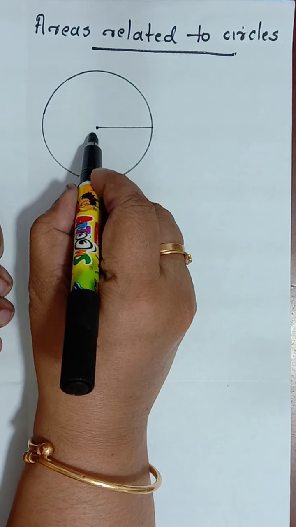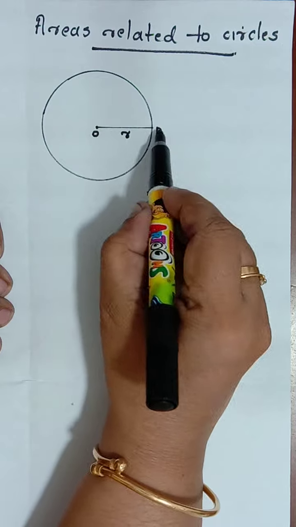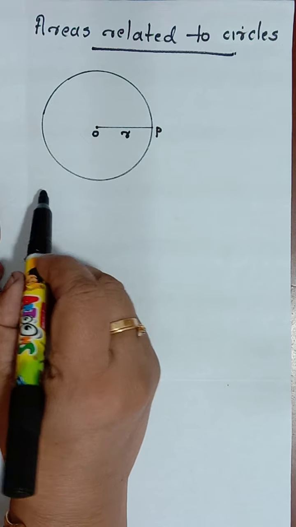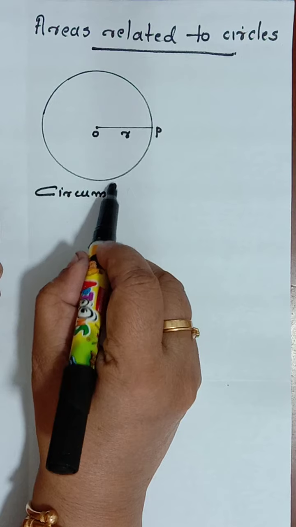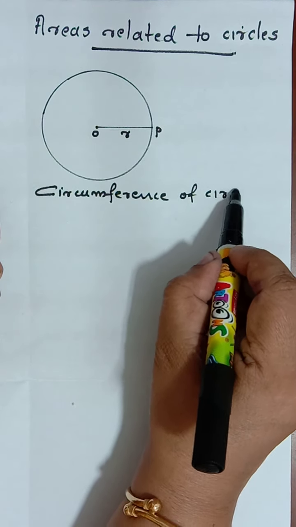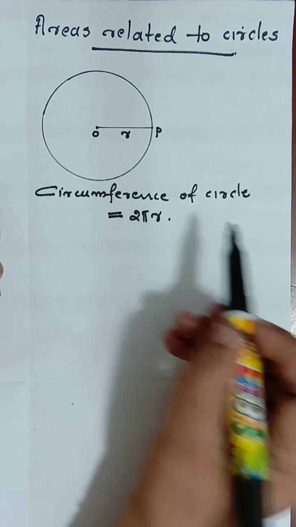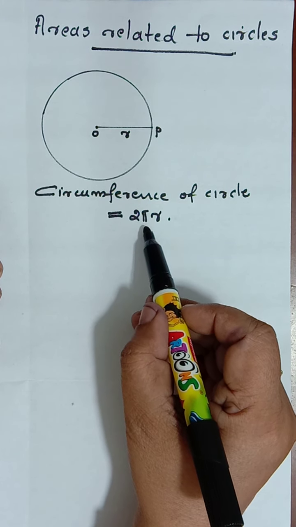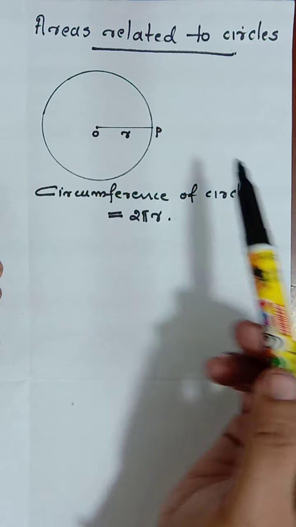This circle is having center O and radius R. Let us mark a point P. OP is the length which we call it as radius. Now circumference, we will revise what it is. Recall what is circumference of circle. Circumference of circle formula is 2 pi r. R is the radius, pi value we know 22/7 or 3.14. If we know radius, we can find out circumference of the circle.